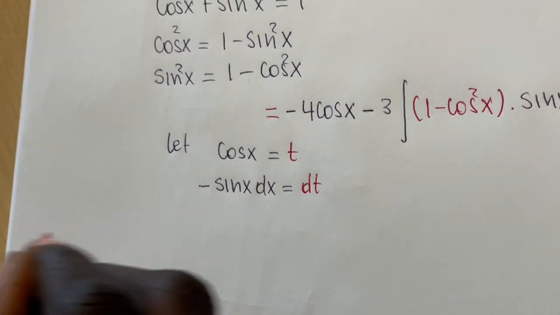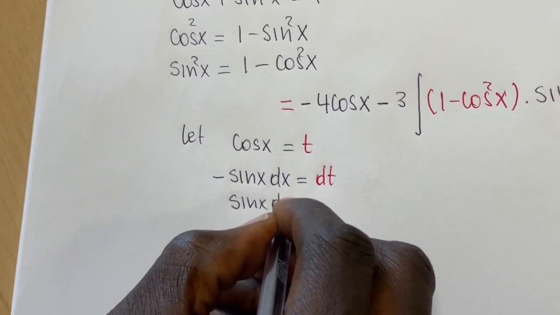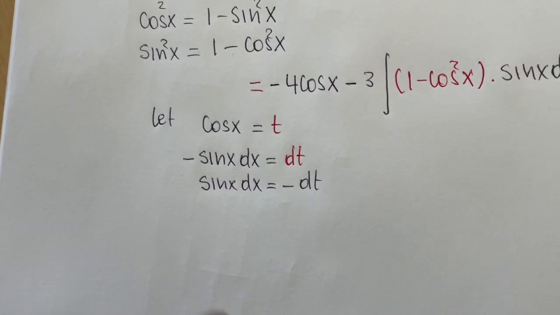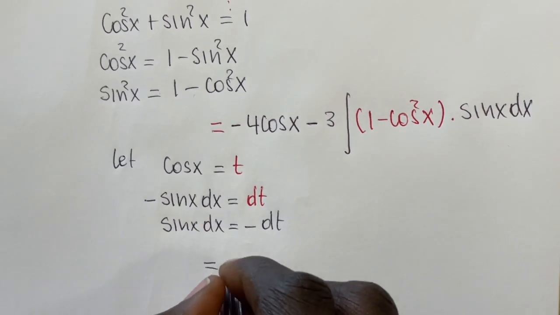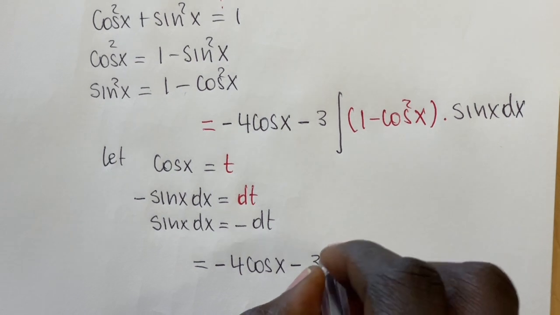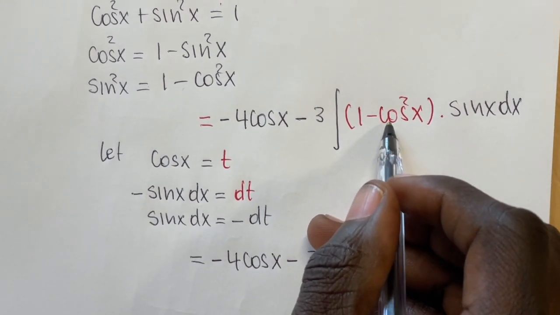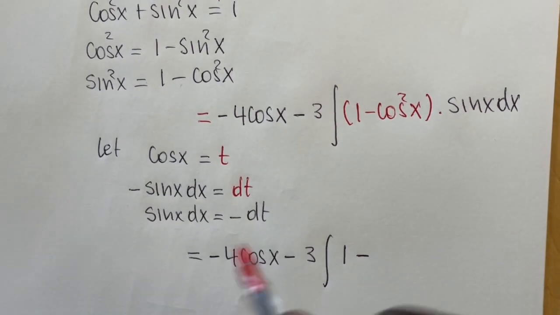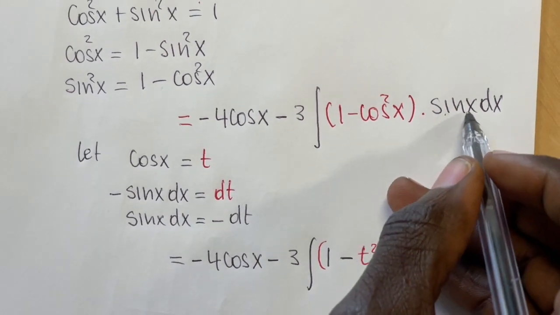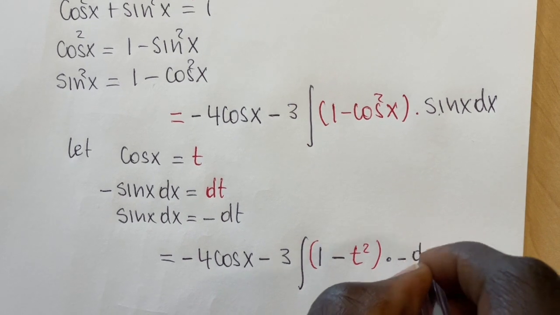So now here we can solve for sine x. Sine x dx is just negative dt. I divide both sides by negative 1. So this integration can be from there. We're going to have minus 4 cos x minus 3 integral 1 minus, what is cos? We already said cos is t. So it's going to be t squared, and then we close the bracket. So what is sine x dx? We already said it is negative dt.